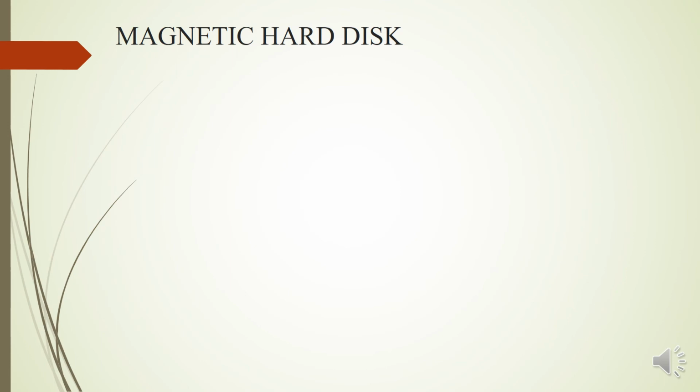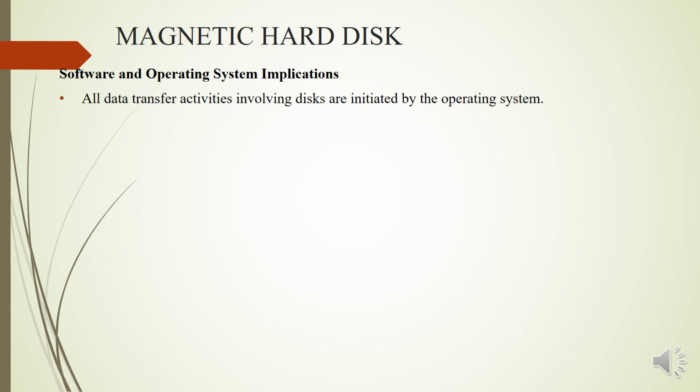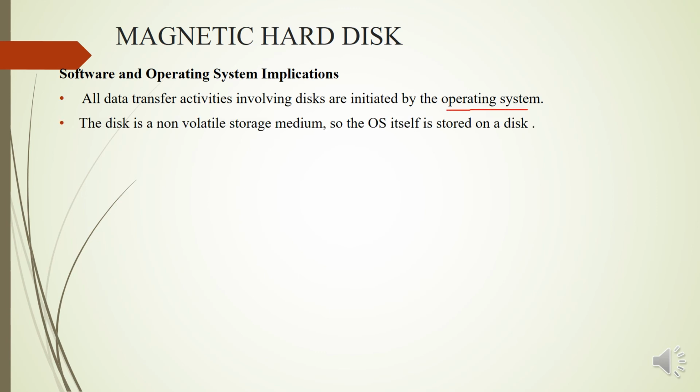In order to perform the read and write operations related with the magnetic hard disk, software and operating system involvement is very much necessary. Software and operating system implications with respect to hard disk are given below. All data transfer activities involving the disk are initiated by the operating system. The disk is a non-volatile storage medium. The OS itself is stored on the disk.